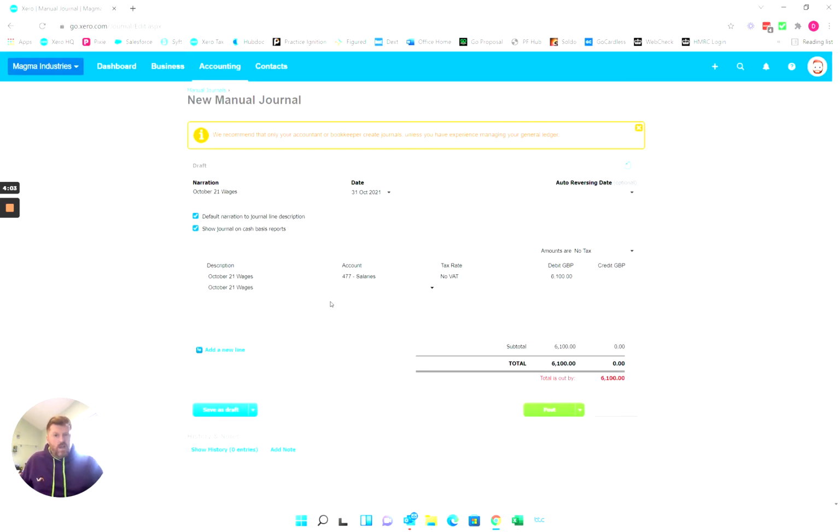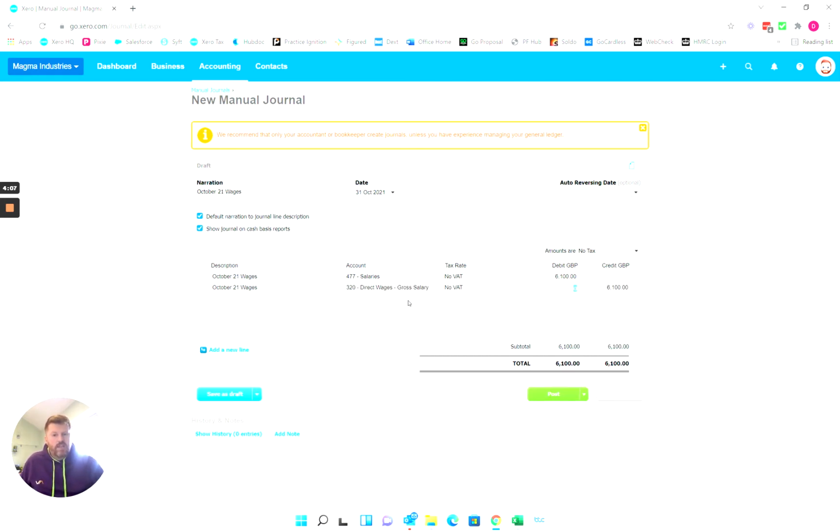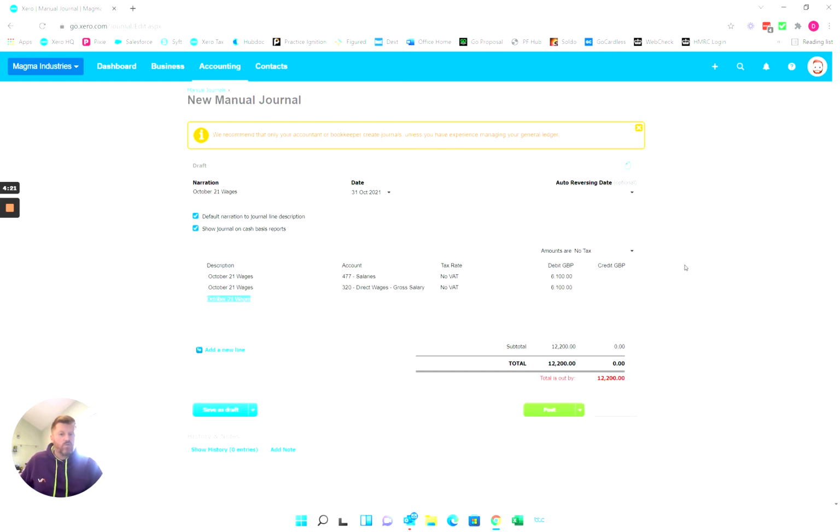Now we want to post our direct wages, that's in 320, and we want to put the gross salary in there. And the reason we're putting warehouse in the direct cost is because that's a cost of getting the goods out to the customer. It's always good to show these things separately to see how much it would really cost you to service your customers. And again, that's 6,100.